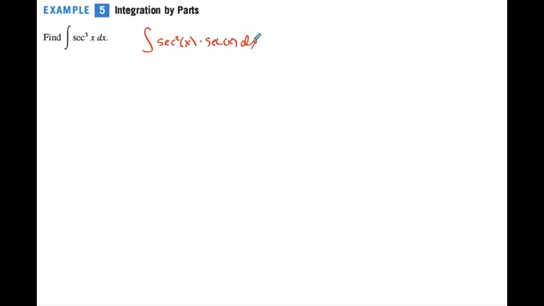And we go back to the original textbook guidelines, and the guidelines say, which of these would you rather integrate, and which of these would you rather take the derivative of? And we say, well, we know how to integrate secant squared, and we know how to take the derivative of secant x. So if I want to integrate this, it should be my dv. If I want to take the derivative of this, it should be my u. So we say let u equal secant x and dv equals secant squared x dx.